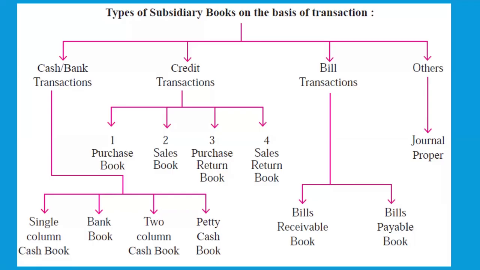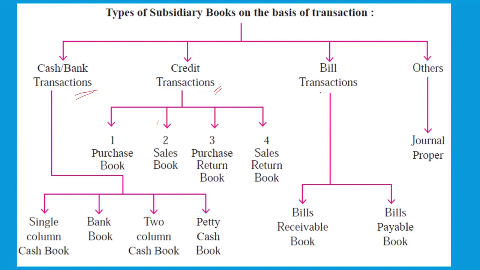Based on the type of transaction, the subsidiary books will be divided. So here you will find the division. Your cash and bank transactions are the first part. The second part is credit transactions. If it is a cash transaction, it will be recorded in one of the subsidiary books. If it is a credit transaction, it is recorded in one of these four: purchase book, sales book, purchase return, or sales return.